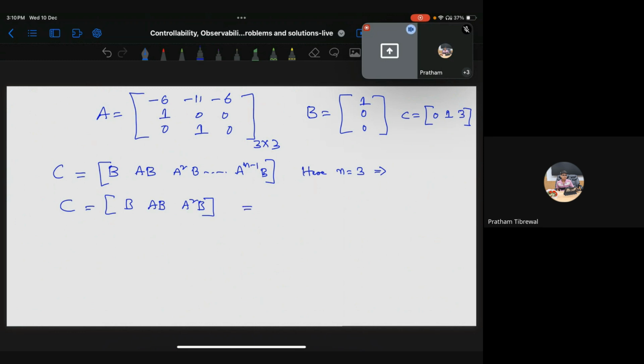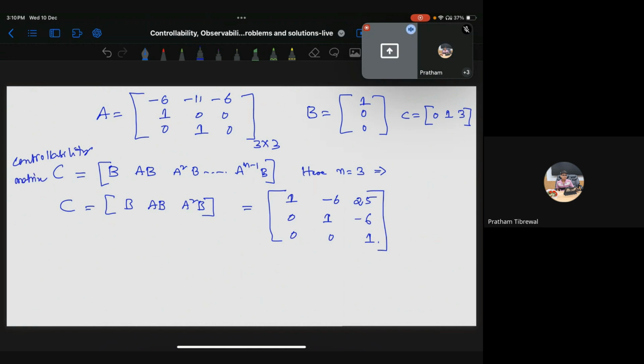So using this A and B, we can calculate the C matrix. I'm giving that matrix directly: 1 minus 6 25, 0 1 minus 6, 0 0 1. Please calculate them and verify. So that is the first matrix, which is called the controllability matrix.